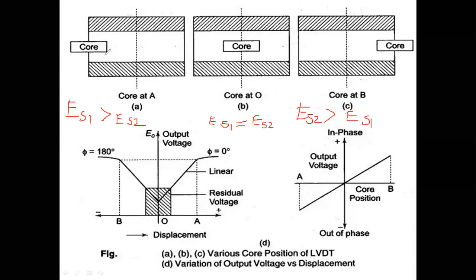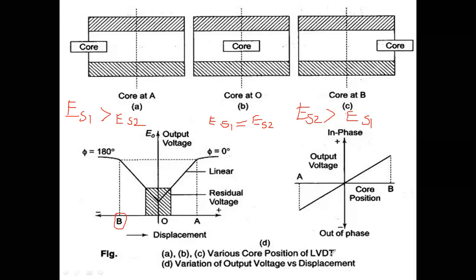Okay, these are the three positions. And at core B, if the core moves towards the right hand side, then ES2 is greater than ES1. Then at this point B, a 180 degrees phase shift takes place. Here at this B position, in phase takes place, whereas at A position, out of phase takes place.